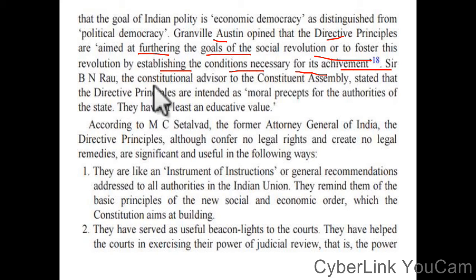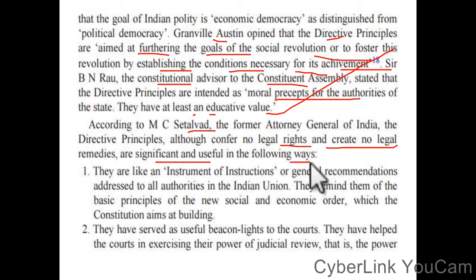Sir B.N. Rau, the constitutional advisor to the Constituent Assembly, stated that directive principles are intended as moral precepts for the authorities of the state. They have at least an educative value. According to M.C. Setalvad, the former Attorney General of India, the directive principles, although they confer no legal rights and create no legal remedies, are significant and useful in the following ways.